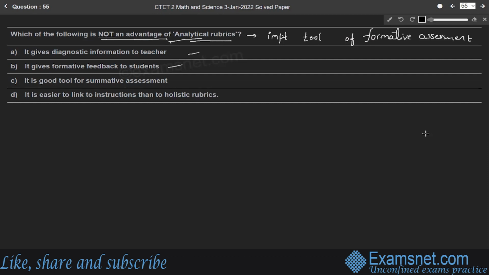So come to option C. It is a good tool for summative assessment, whereas analytical rubrics is an important tool for formative assessment. So this statement, it is a good tool for summative assessment, is not an advantage of analytical rubrics. Hence option C, whereas option D, it is easier to link the instructions than the holistic rubrics, right? So here the correct answer is option C, which is not an advantage of analytical rubrics.